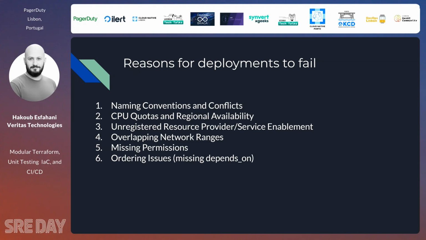Okay, other than naming, we have CPU quotas and regional availability. For example, AI services are available in one region, but not available in a second region. You have unregistered resource providers, so you have to enable the services. You can have, of course, overlapping network ranges. You can have missing permissions in the service principal or the application that is actually doing the deployment in the cloud. And ordering issues, like missing depends_on conditions on the Terraform resources themselves.